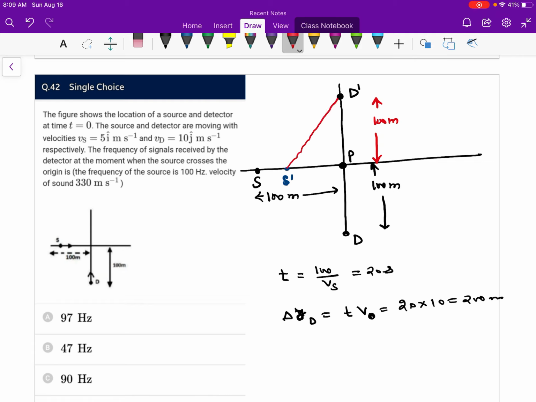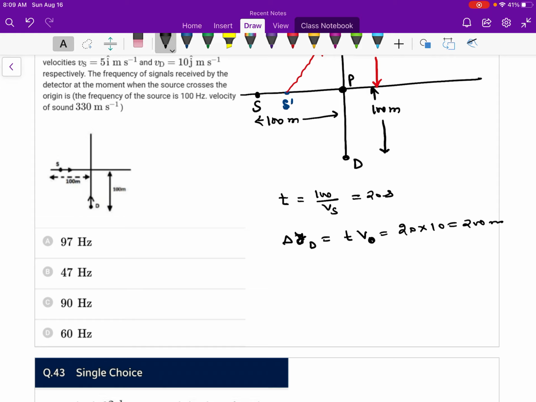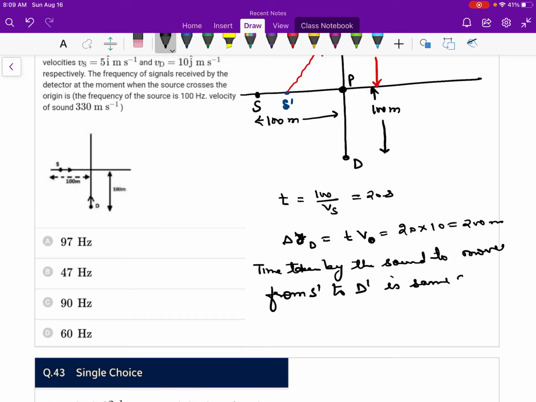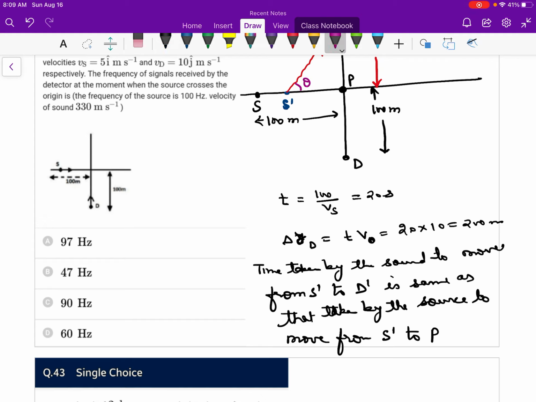Okay, so from S dash the sound reaches D, and in that time, so the time taken by the sound to move from S dash to D dash is same as that taken by the source to move from S dash to P. Okay, so let this angle be theta.